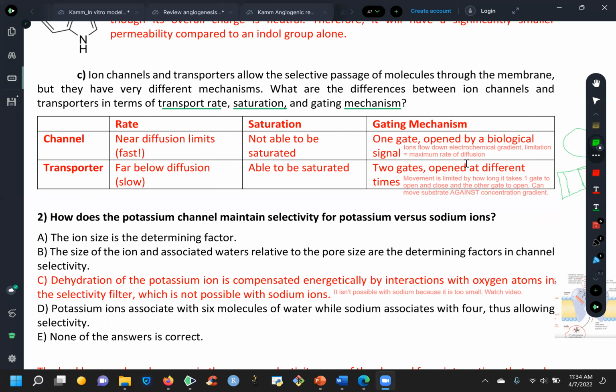So whatever's going through a channel, it moves fast at the rate of diffusion. That's super fast. Transporters, whatever's moving through a transporter moves really slow. Why? Because there are 2 doors. So if I'm going to be the molecule that is going to be moved across, I have to open the door, come on in, close the door, and only when that door is closed can I open the next door. Come out, close it. And that's why it's slow.